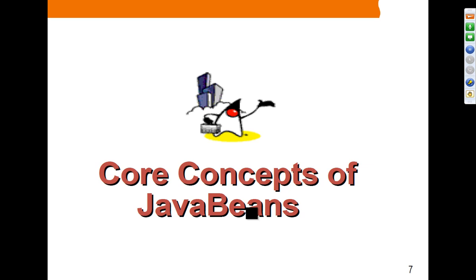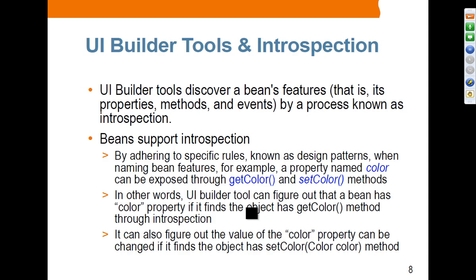Okay, core concepts of JavaBean. So, UI Builder tool and introspection. The concept of introspection is in fact very important. The UI Builder tool can discover the bean's features, meaning it can find out what properties a bean has, what methods it has, and what events it has, by a process called introspection. So by using introspection, the Java runtime system can find out what properties the bean has, what methods it has, and what events it has. I'm going to explain events later on, okay? What event model it has, okay?